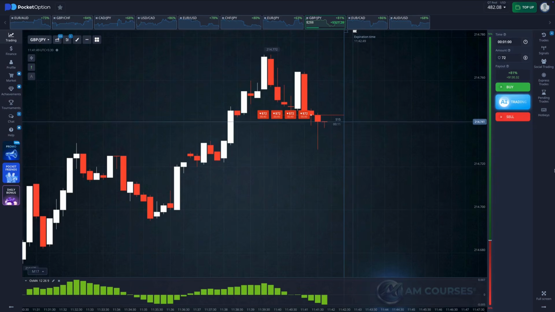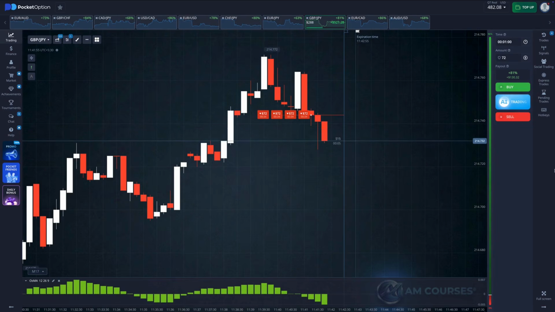Both conditions are lined up. OsMA crossing below zero, red bars printing, red candles confirming. The rules say sell, so I'm following the rules without hesitation. Sell trade placed, expiry set. Now we let the market do its job.